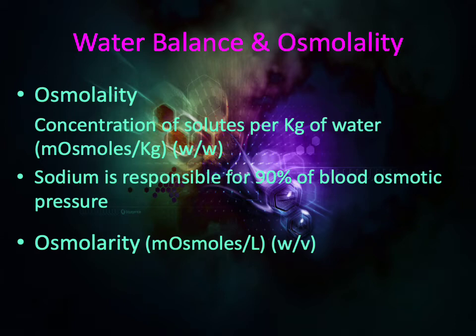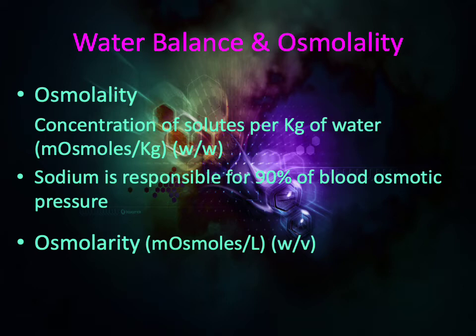There are two units of measurement that can be used to describe solute concentration: osmolality, which is the concentration of solutes per kilogram of water, and osmolarity, which is the concentration of solutes per liter of water. Osmolality is preferred to osmolarity because a liter is a measure of volume, and water will expand and contract depending on the temperature and therefore is variable. Osmolality is per kilogram of water, which is a constant. A kilogram is a kilogram at any temperature, unless we take it to the moon.